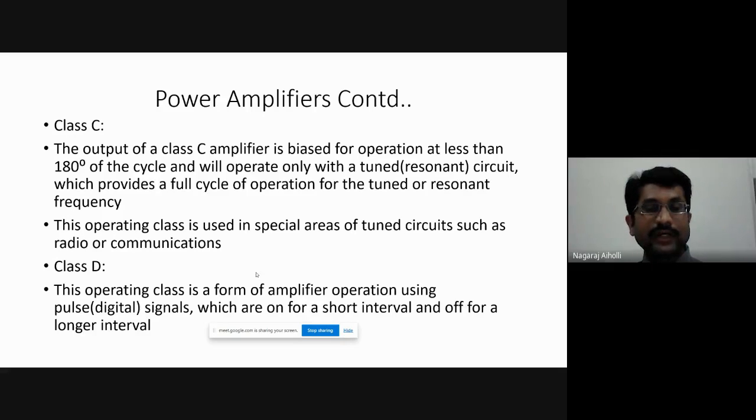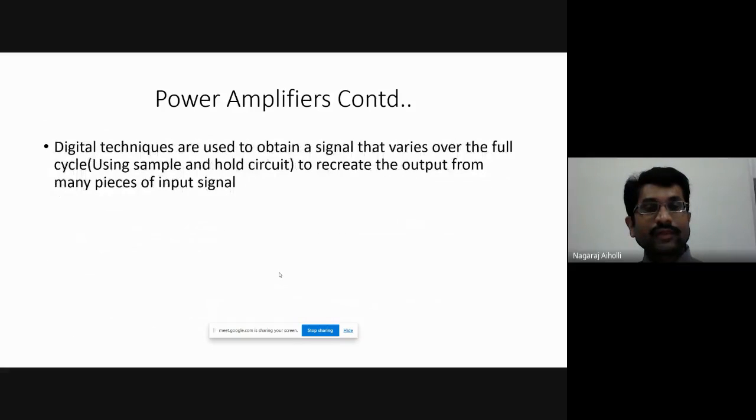So such signals are made use of in the class D power amplifier circuits. In these class D power amplifier circuits, they make use of digital techniques to provide one full cycle of operation. Now, what are the digital techniques that are used here? They make use of sample and hold circuits in class D power amplifiers.